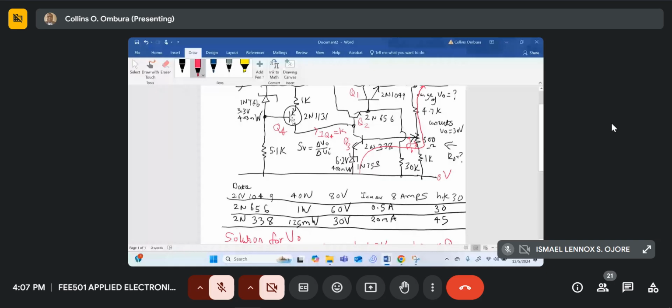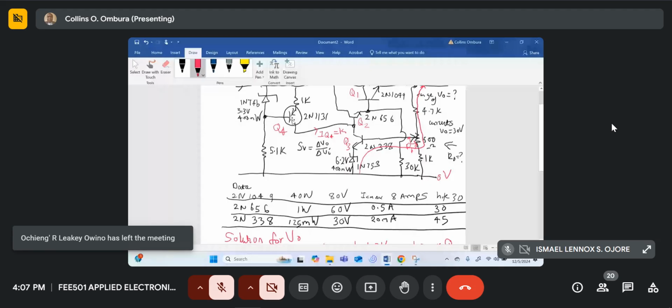So this should be equal to V naught. So if you get that, resolve V naught. That's the first important point.